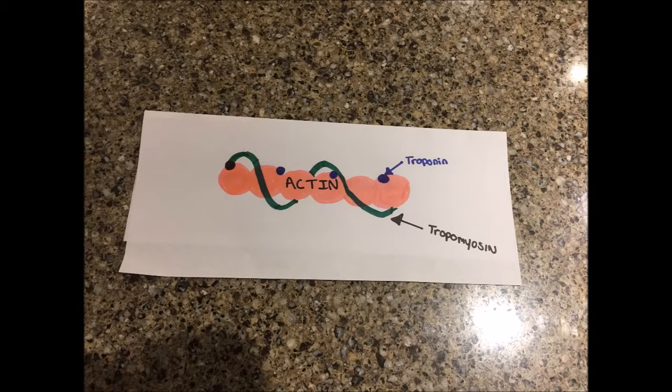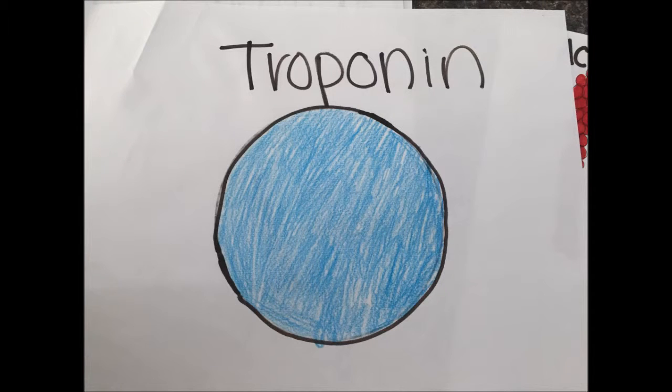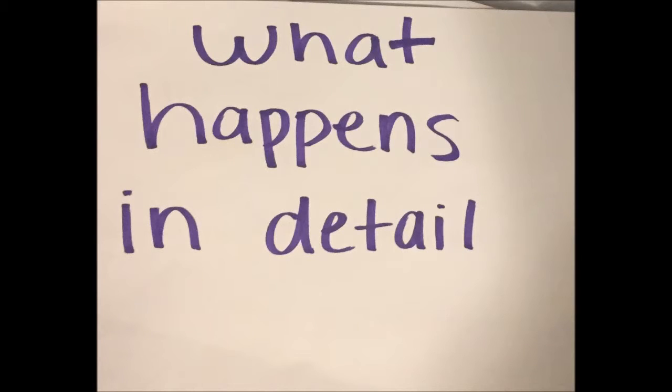Along with actin and myosin, we have tropomyosin, an actin-binding protein which regulates muscle contraction. And lastly, we have troponin, a complex of 3 proteins attached to tropomyosin. Here's what happens in detail. The process of muscle contracting can be divided into 5 sections.